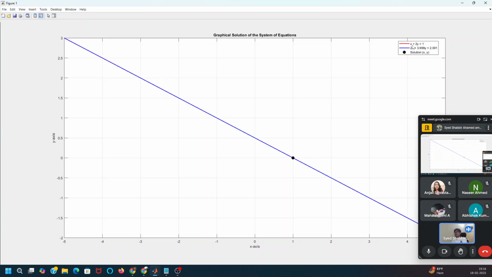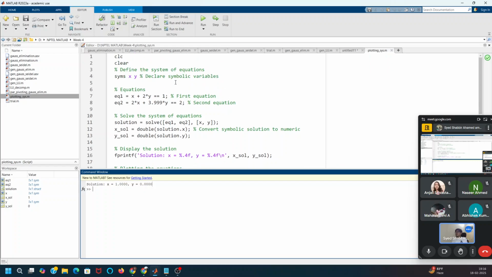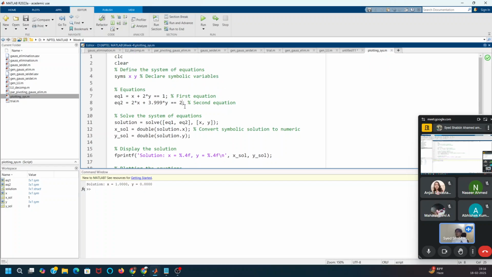So that's why you cannot see this. They are parallel and coinciding lines. So you cannot see the red line; the blue line is over dominating. Okay. So here you are getting the solution as 10. See, if I just make it 2.001, I'm getting the solution as 3 and minus 1.